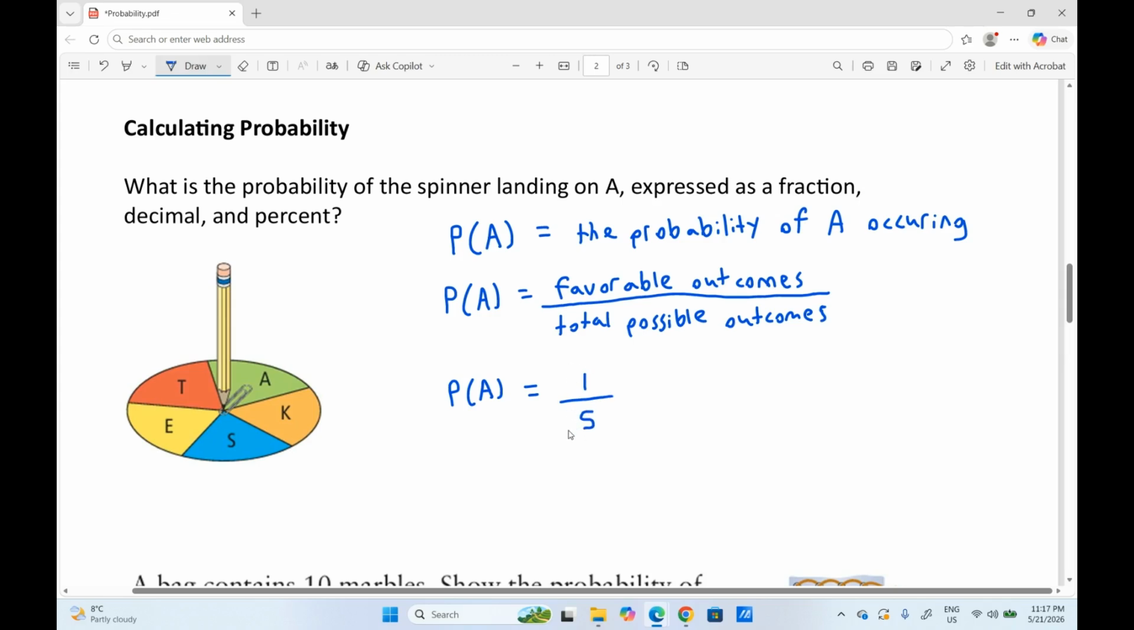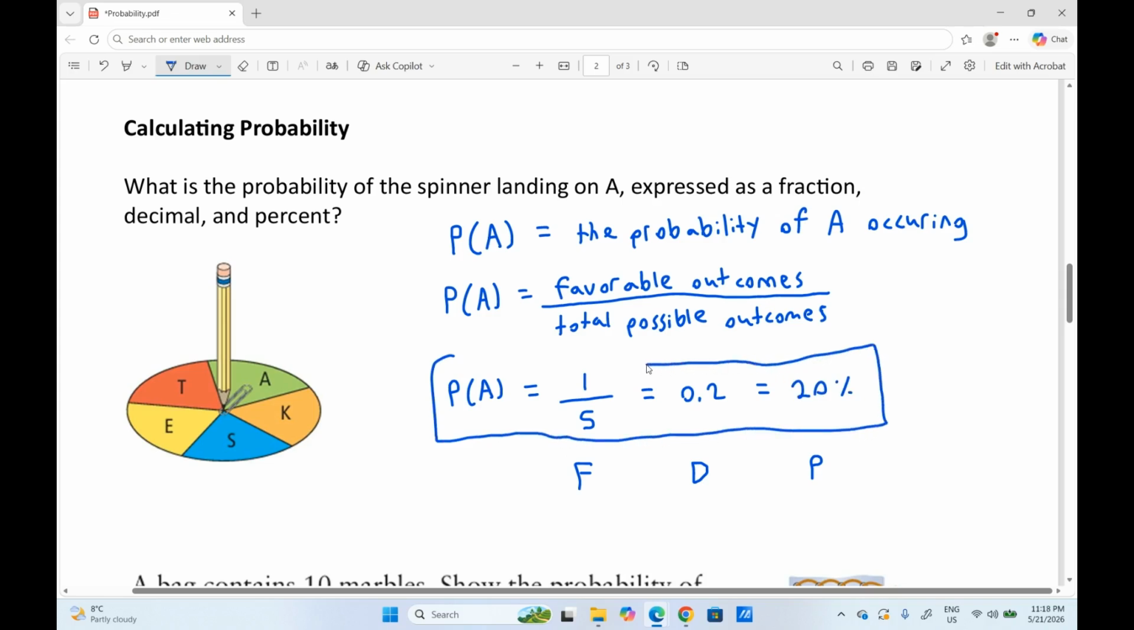So as a fraction, my answer would be 1 over 5. Now as a decimal, 1 over 5 is going to be 0.2. And now as a percent, I have to convert 0.2 to a percent. My answer should be 20%. So hence, this is going to be my answer right here. The probability of the spinner landing on A is 1/5, 0.2, or 20% when we express it as a fraction, decimal, and percent.